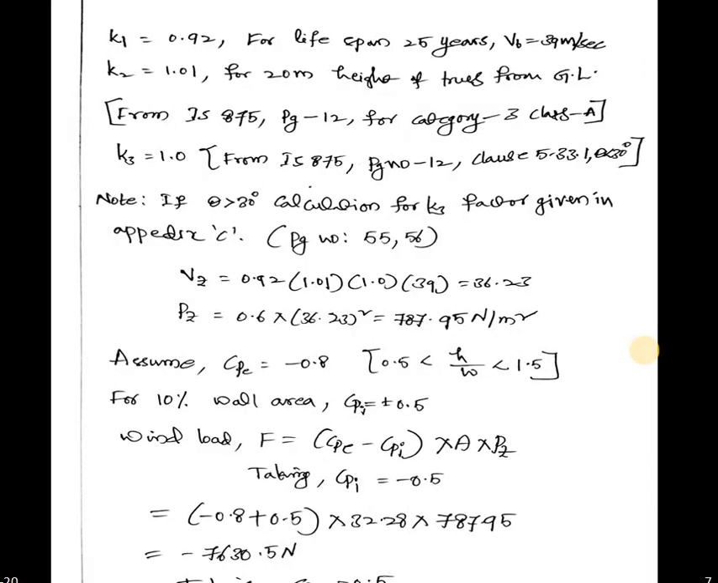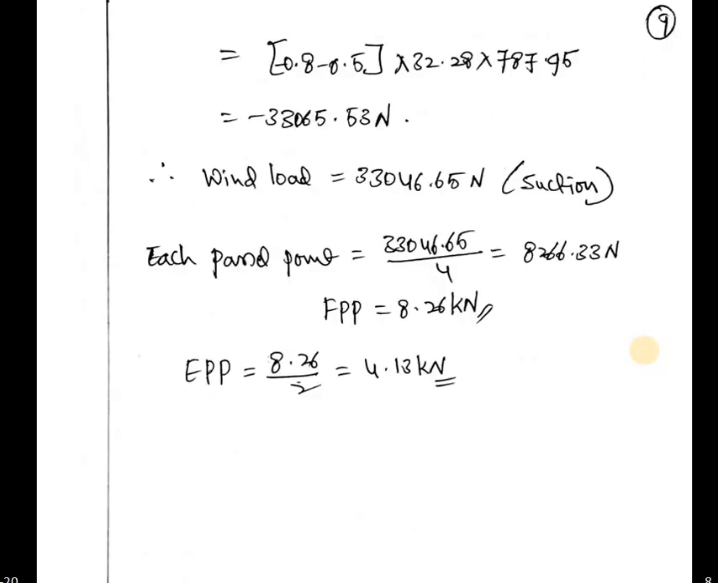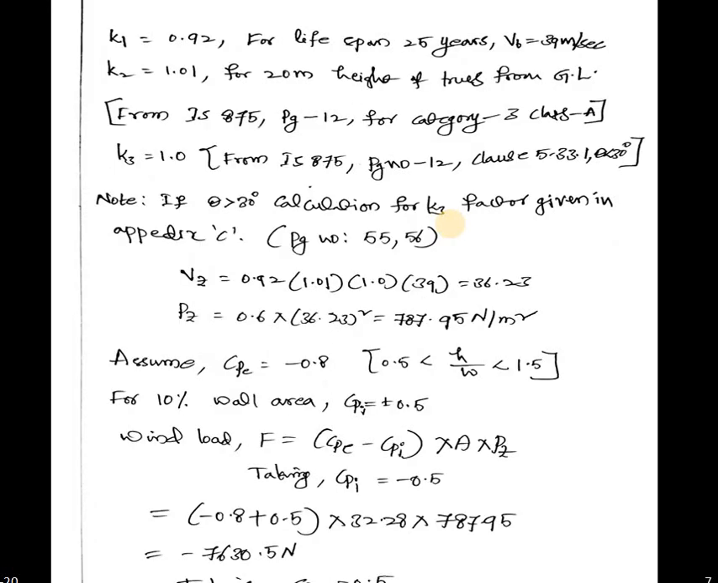VB, basic wind speed, is 39, right? Sorry, wait. K1, K2, K3 and VB, basic wind speed. VB is equal to the basic wind speed, 39 meters per second. K1 value is 0.92, K2 is 1.01, K3 is 1.